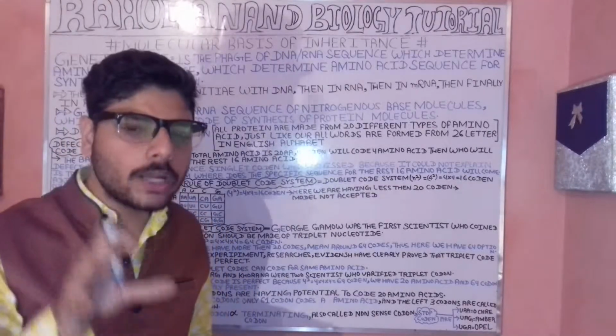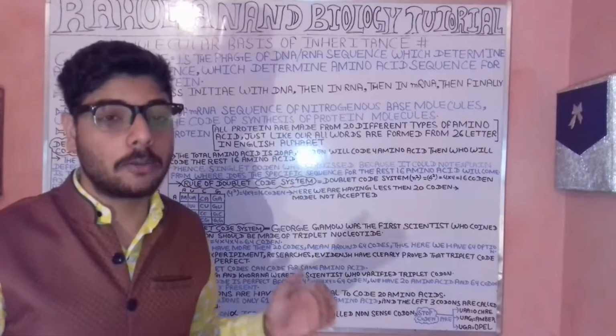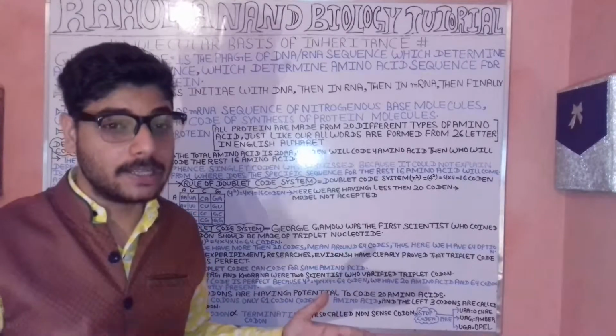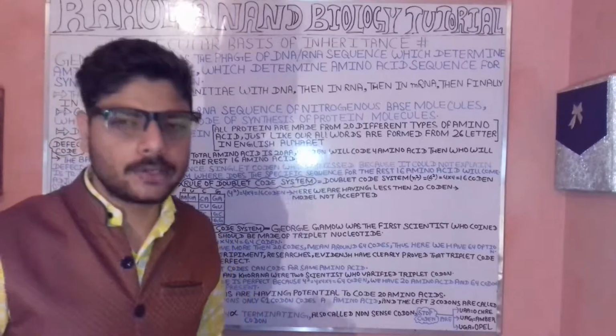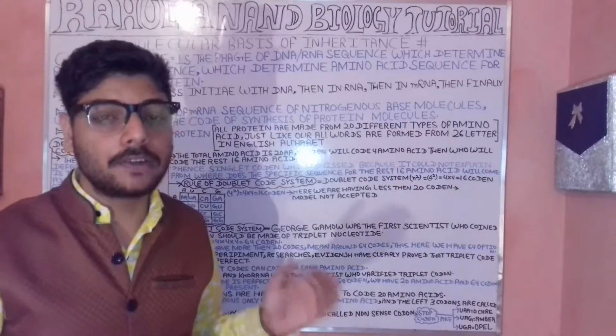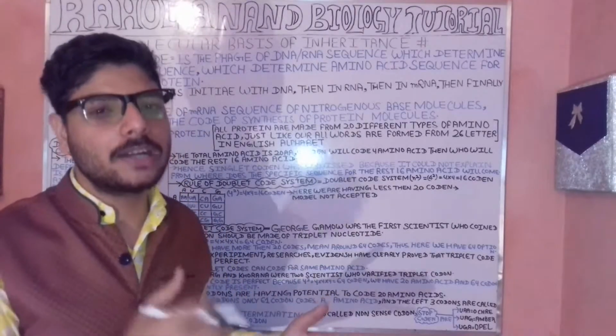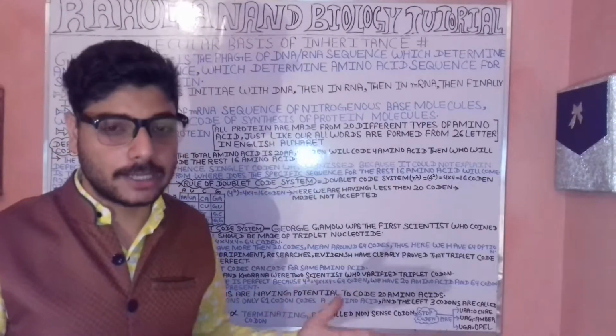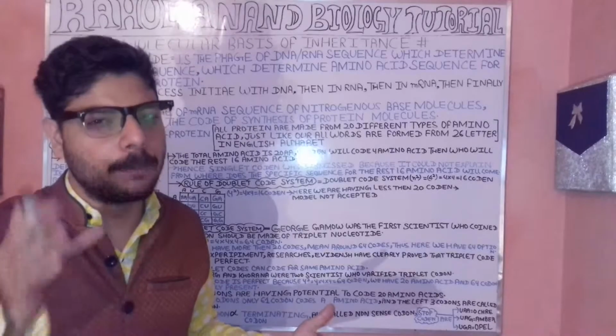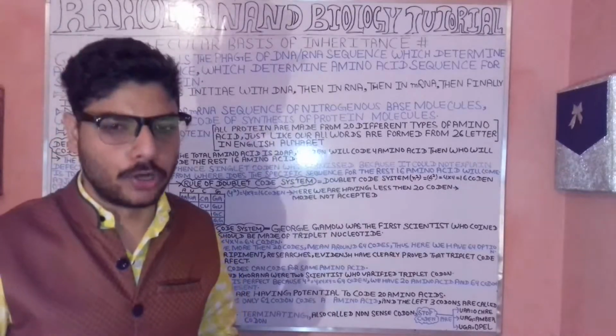Now, in terms of the genetic code, it is primarily initiated with the DNA. After that comes the RNA, then the mRNA, and finally the protein synthesis mechanism is employed in the case of the genetic code.